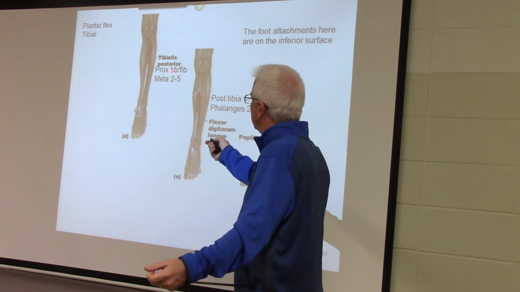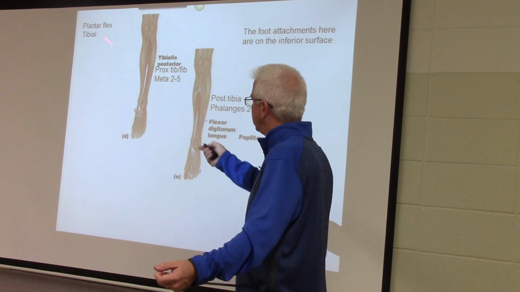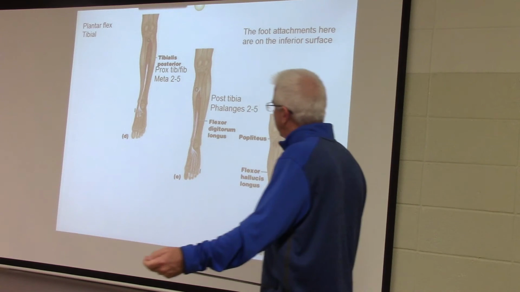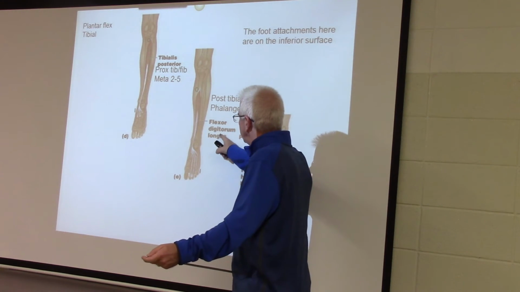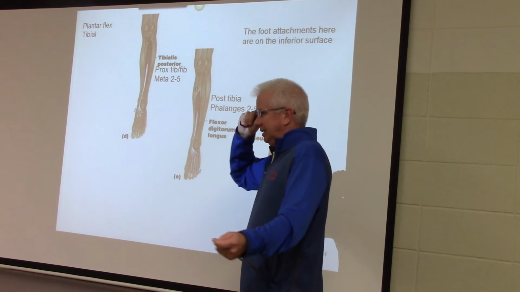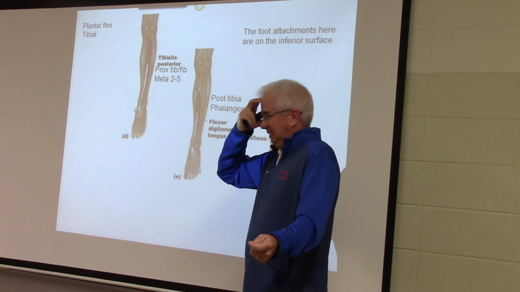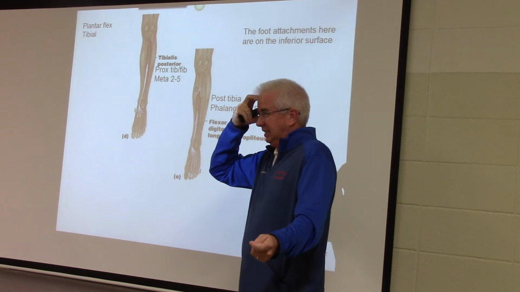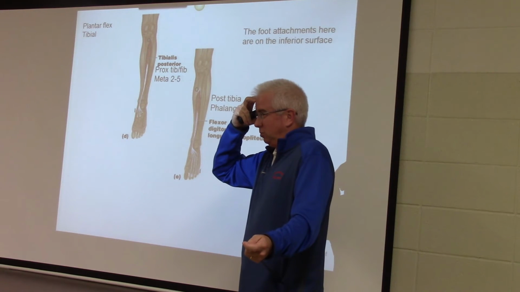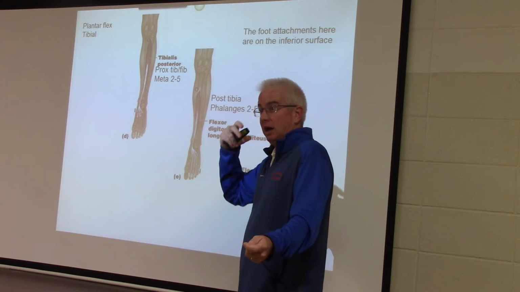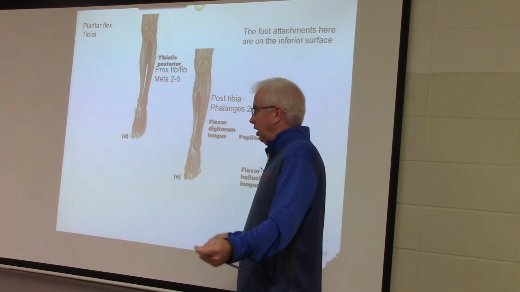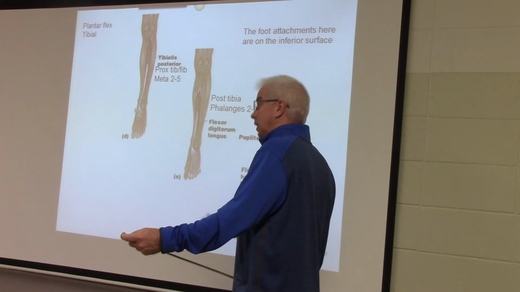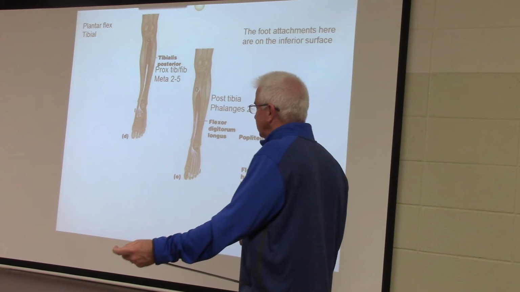So it attaches proximal tibia and fibula. Of course, it does plantar flexion. It goes to metatarsals 2 to 5. Then the flexor digitorum longus. Is there an extensor digitorum longus? Yeah. Okay, so what's the difference? Yeah, you're right. They go opposite directions. Okay, one flexes, one extends.